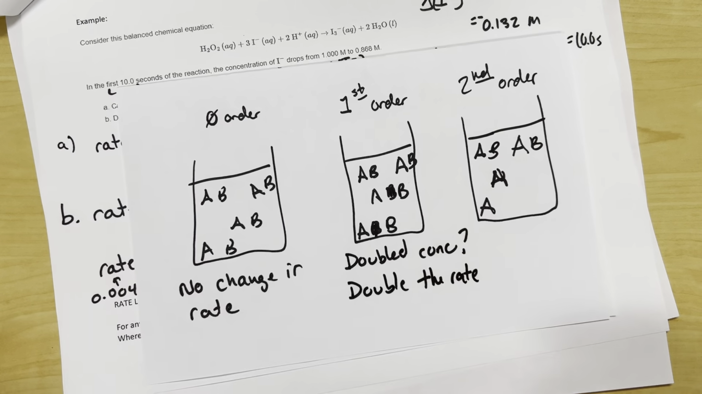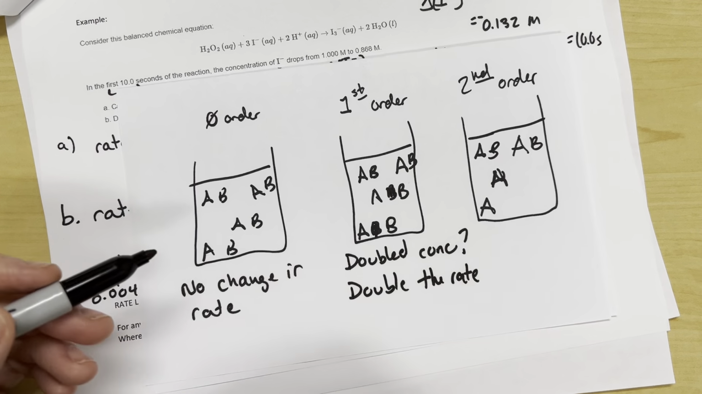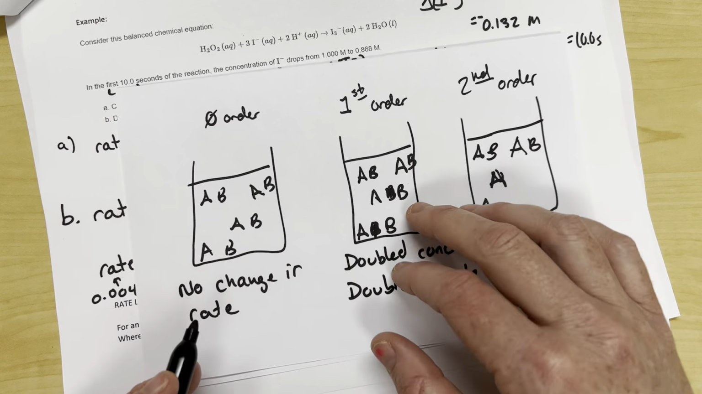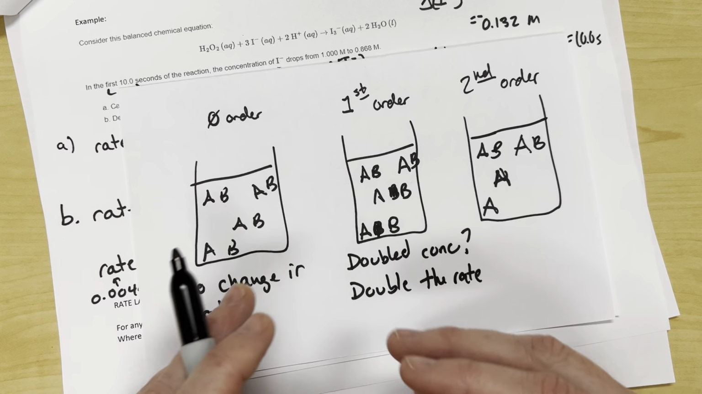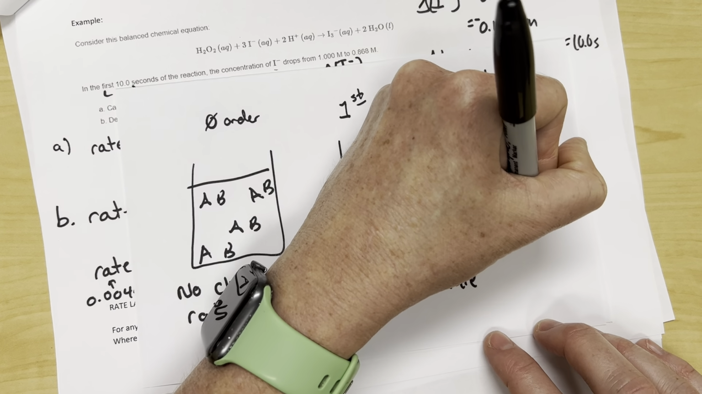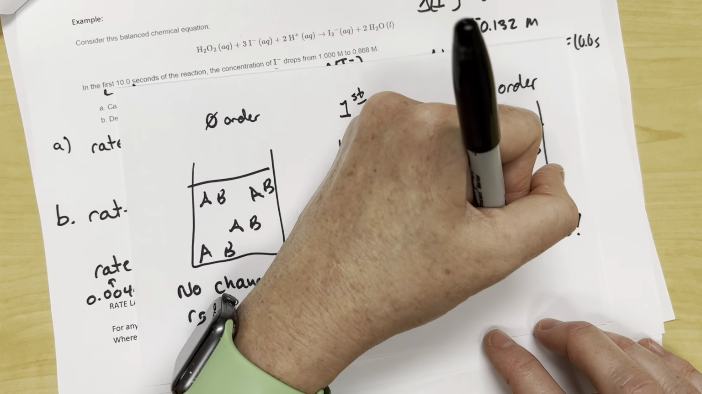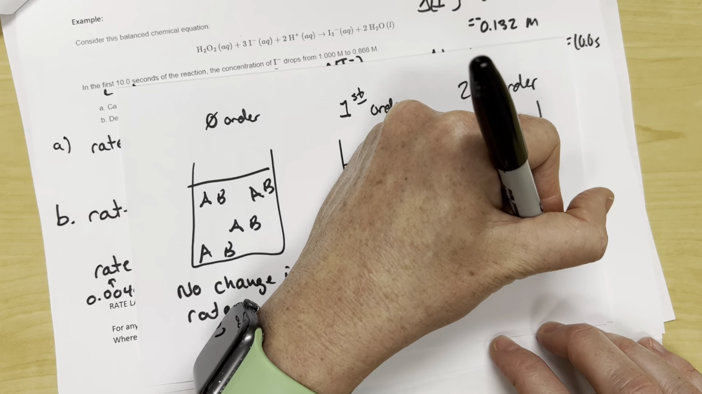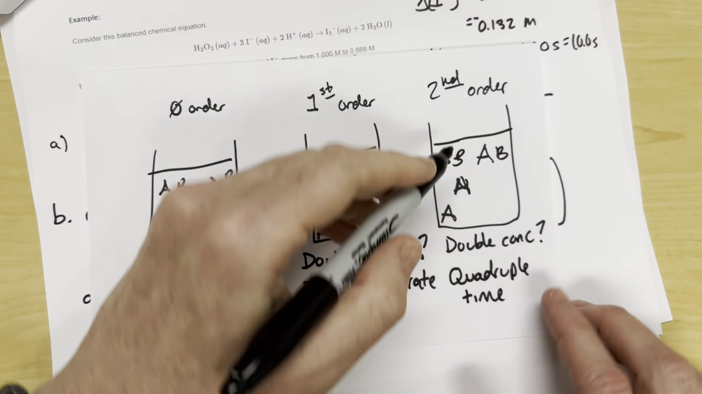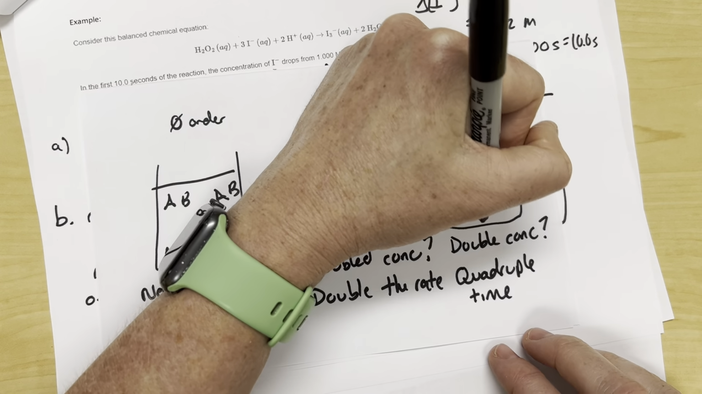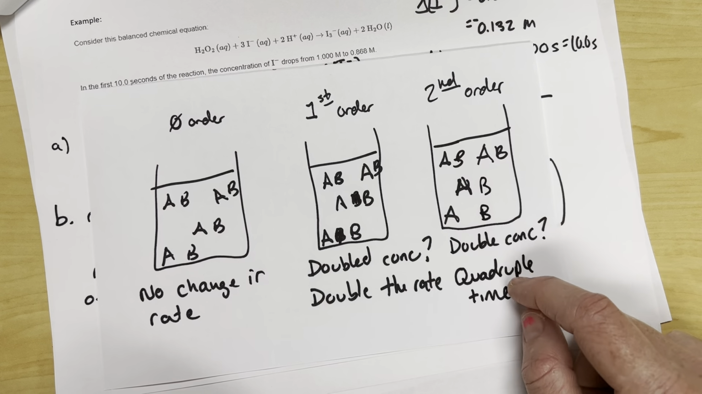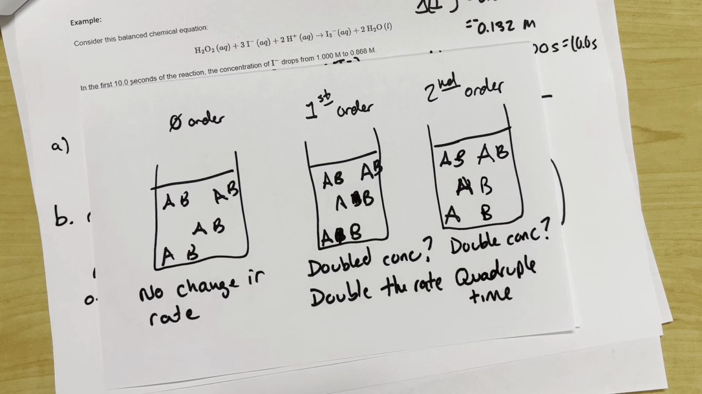This is going to go pretty fast. Here, I doubled the concentration. The rate still kept going along like a game of Pong. Here, I doubled the concentration. They move faster. Here, in a second order, if you double the concentration, you quadruple the rate of the reaction. So here I have two B's. I'm going to add another B and another B. Super fast. It's going to go 4 times the rate just by doubling the concentration.